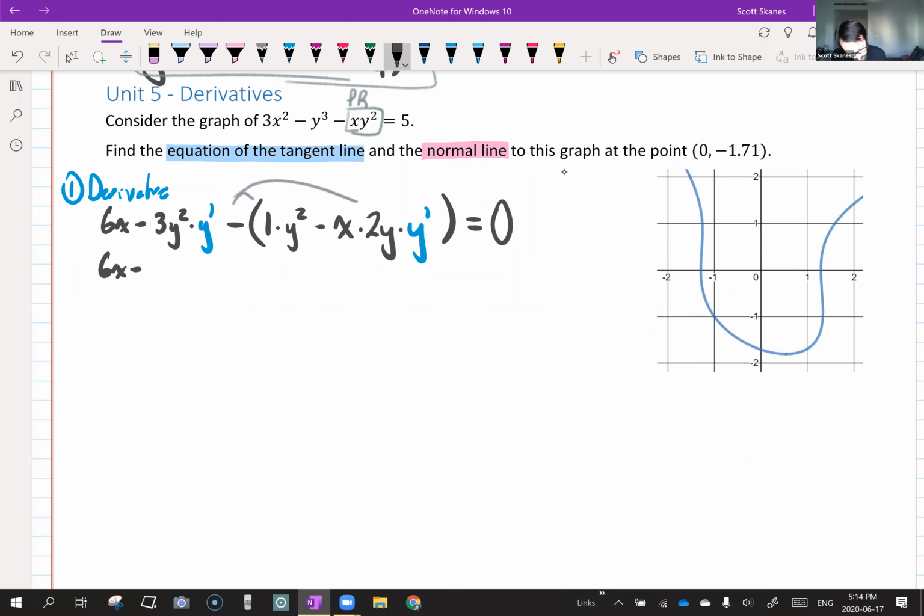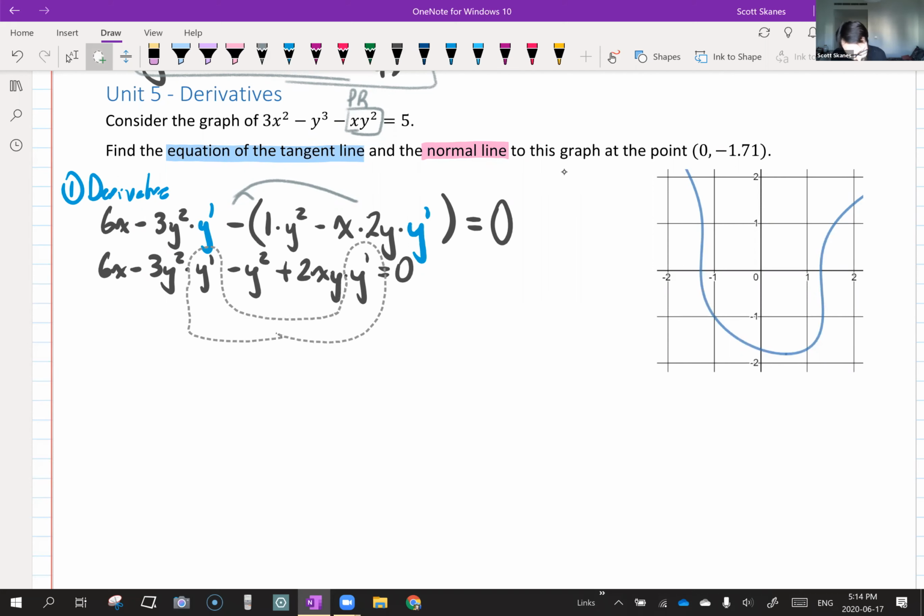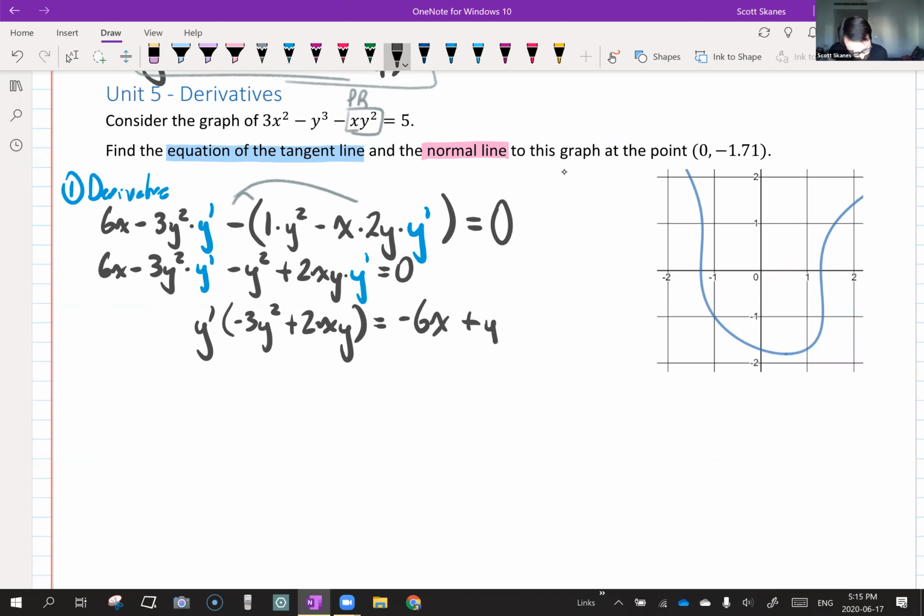So I have 6x minus 3y squared times y prime minus y squared plus 2xy y prime equals 0. And I'll keep track of my y primes. The whole point of the question right now is to solve for y prime. What do I need to do now? Bring everything that doesn't have a y prime term to the right and factor everything out for the y prime. So what do I have? I have y prime outside of negative 3y squared plus 2xy equals negative 6x plus y squared.